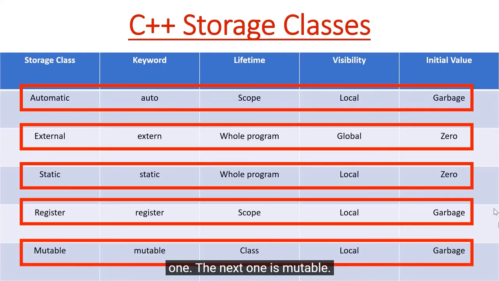The next one is mutable. The keyword is mutable, the lifetime is class, visibility is local, and the initial value is garbage. To understand mutable, you should have knowledge of classes, and I'll be covering the class concept in the object-oriented chapter in the upcoming videos. So I'll be explaining the mutable storage class in the upcoming videos.